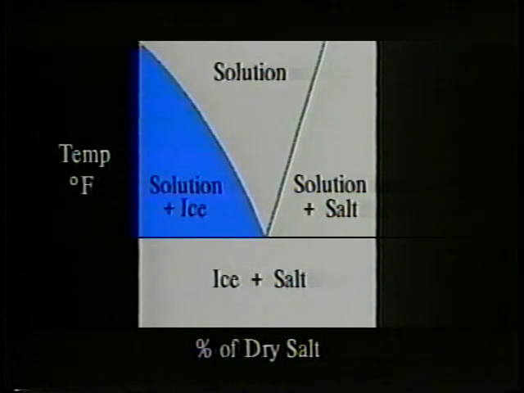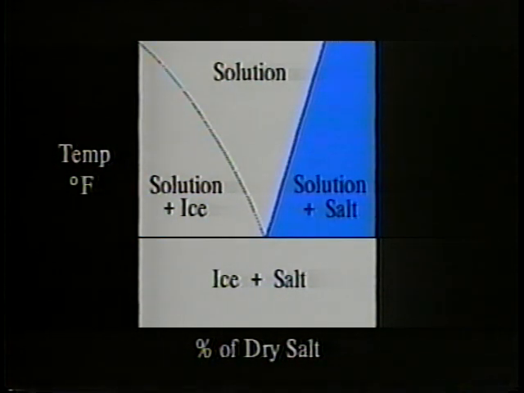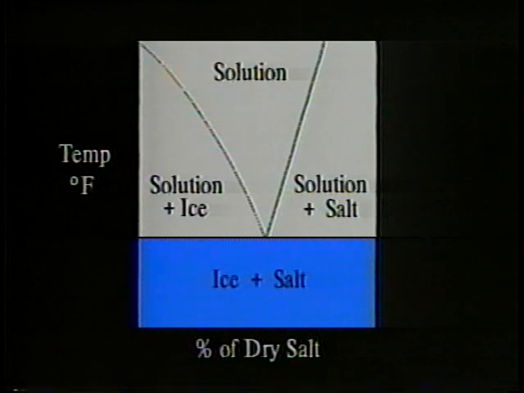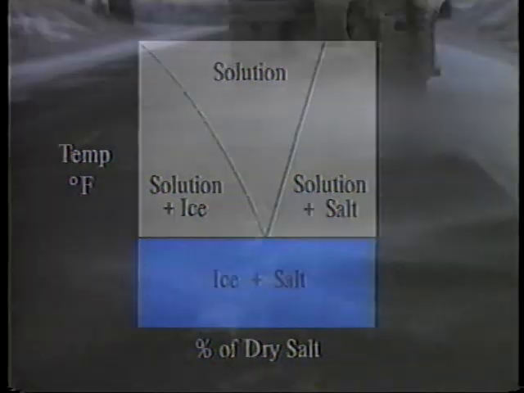Below the left part of the solid curve, there is not enough dissolved salt to melt ice. In fact, some of the solution freezes. Below the right part of the solid curve, some of the salt that is already dissolved precipitates out. Anywhere on the plot below the lowest temperature on the curve, called the eutectic, the solution with the lowest freezing point, no amount of applied salt will melt ice, and existing salt water will freeze.